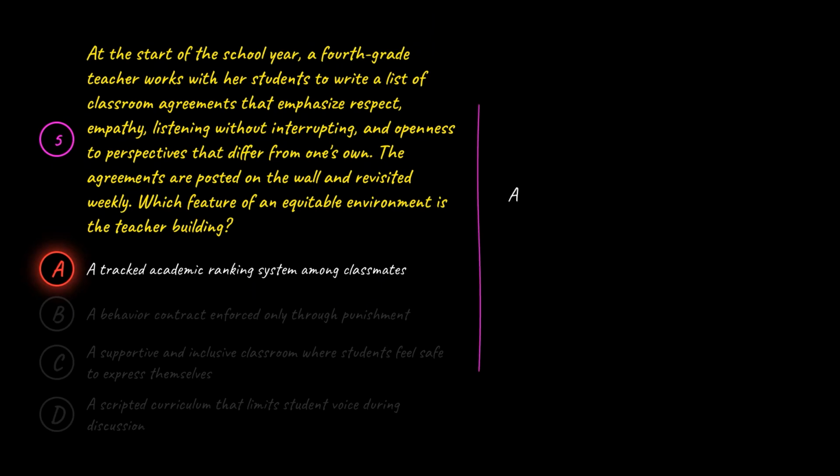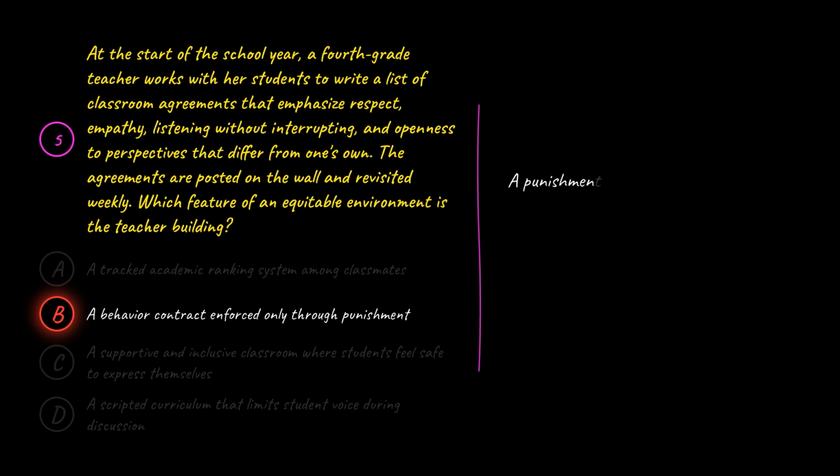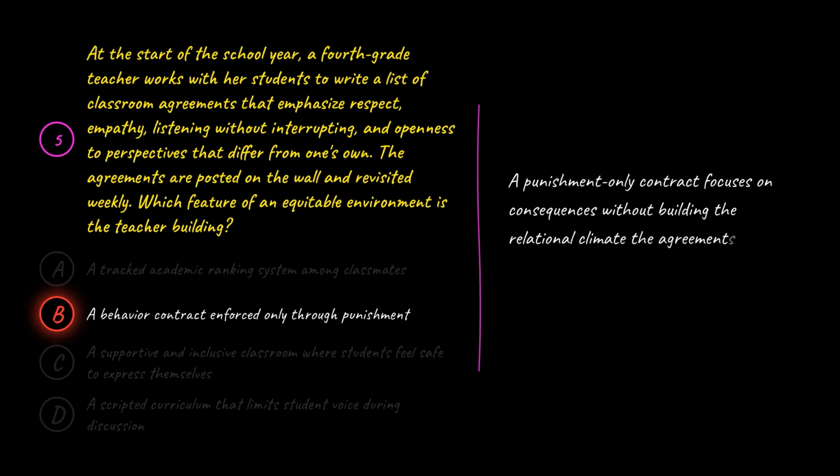A is wrong because a ranking system creates competition rather than belonging. It does the opposite of what an inclusive environment is designed to do. B is wrong because a punishment-only contract focuses on consequences without building the relational climate the agreements describe. The classroom being built emphasizes belonging, not enforcement.